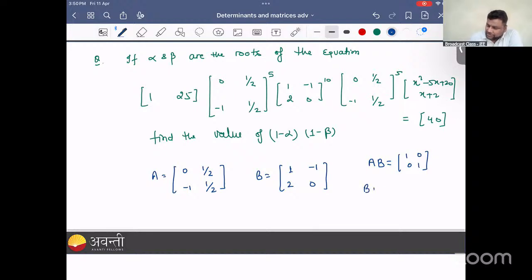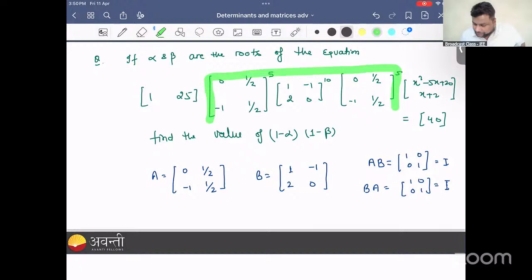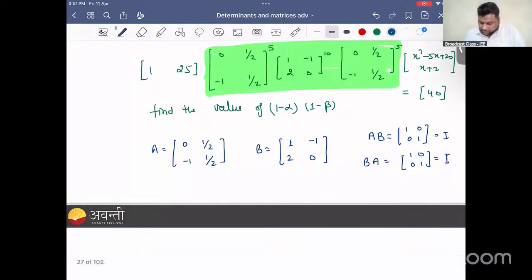And similarly, if you check BA, that is also 1, 0, 0, 1. So they both are identity matrix. Yes or no? Now you see this equation in between. What is this? Isn't it A to the power 5, B to the power 10, A to the power 5? That would be A 5 times, then B 10 times, and then again A 5 times.